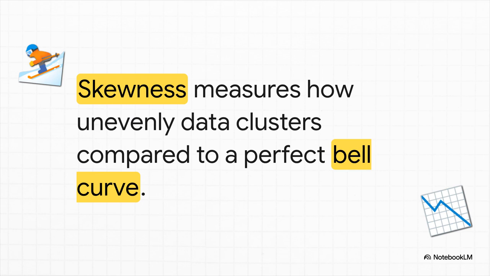Skewness measures how unevenly data clusters compared to a perfectly symmetrical bell curve. If the data trails off to the right, creating a long tail, we say it's positively skewed. Trailing to the left, negatively skewed. It exposes precisely where the hidden weight of our evidence lies.